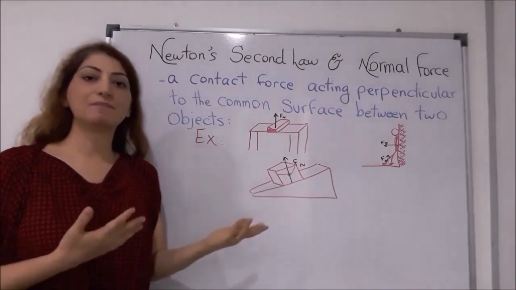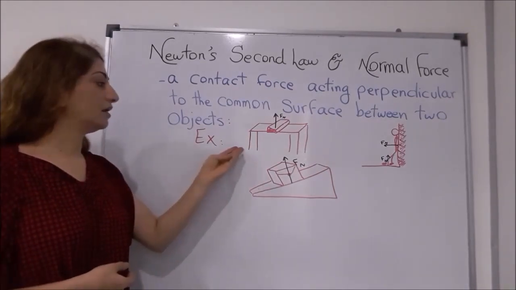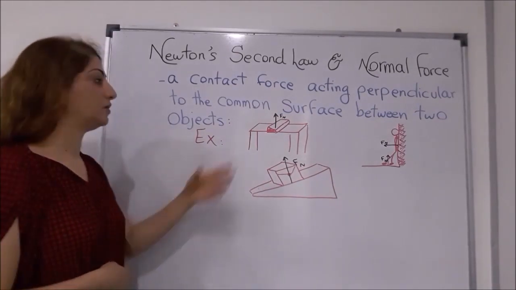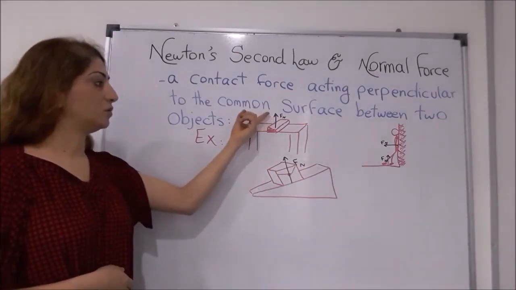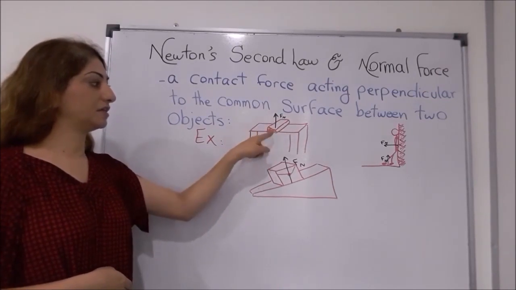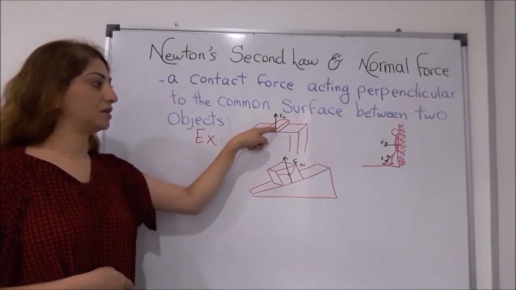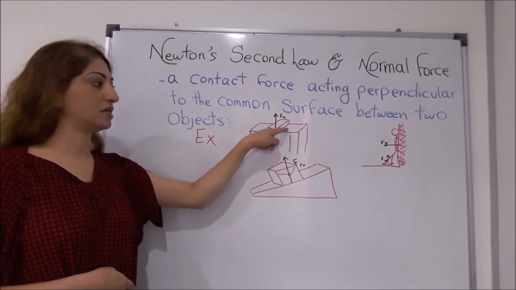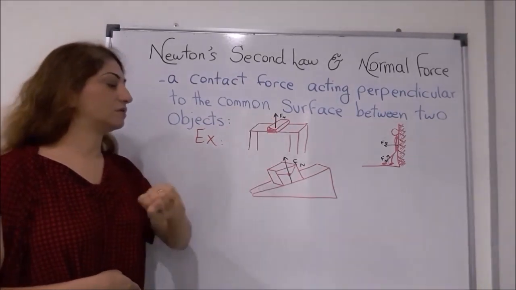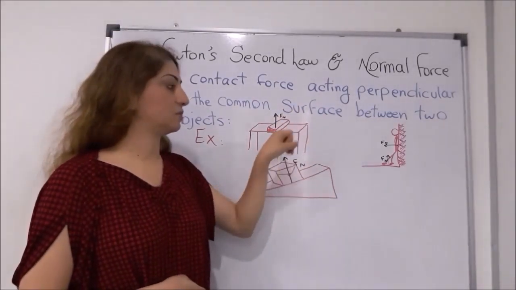The examples that I have mentioned here for you are like a book which is resting on a table, and you can see the normal force which is perpendicular to the common surface here, the contact between the two objects, which are the table and the book itself. So this is a normal force, or the contact force between these two objects.